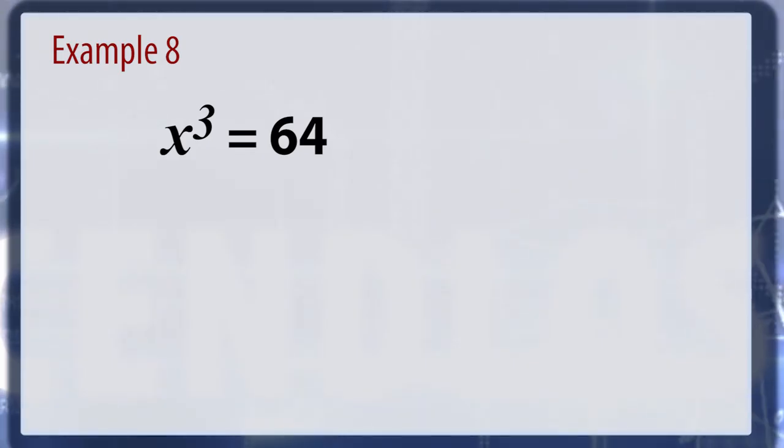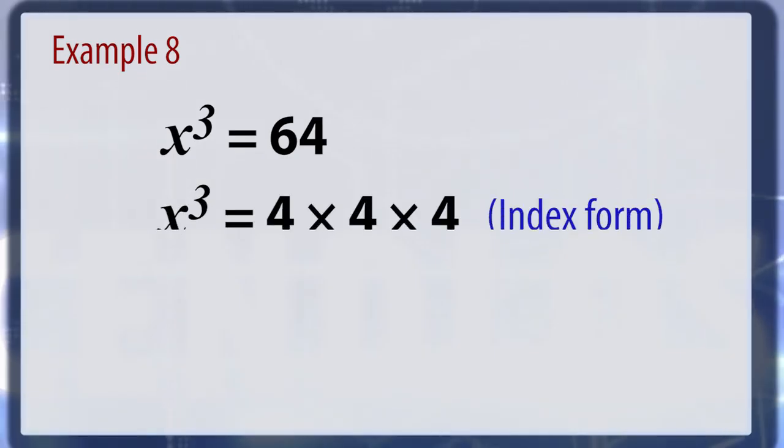We have x raised to the power 3 is equal to 64. Now ask yourself, which number multiplied by itself 3 times will give me 64? That number is 4. So 4 times 4 times 4 is 64. And when you replace that, your question becomes x raised to the power 3 is equal to 4 raised to the power 3.